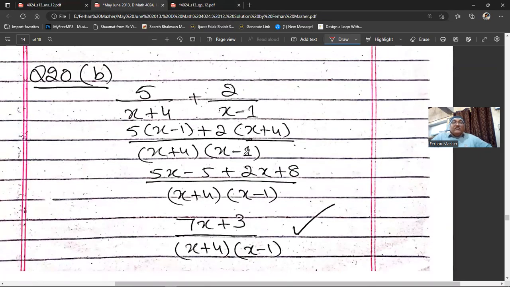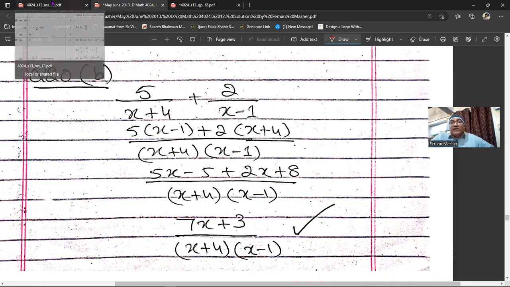Okay. So when you divide this LCM with this, this is cancelled. You are left with x minus 1. That will multiply with this numerator, then plus. And you divide this LCM with this denominator, this and this will be cancelled. You are left with this. This will multiply with this 2. So you will have 5x minus 5 plus 2x plus 8. The whole thing divided by x plus 4 multiplied by x minus 1. So upstairs you will have 5x plus 2x, that will be 7x, minus 5 plus 8, that will be plus 3. So this is my answer.